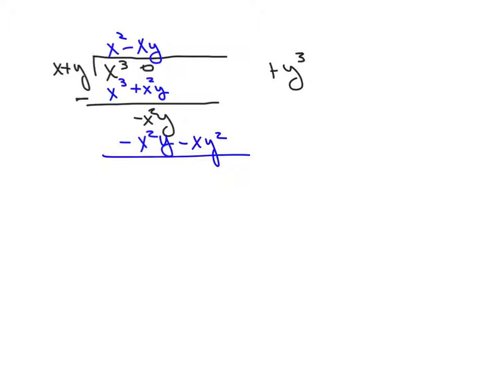Alright, now I subtract. So it ends up being this minus negative, or this plus this, which means that goes away. We don't have anything.